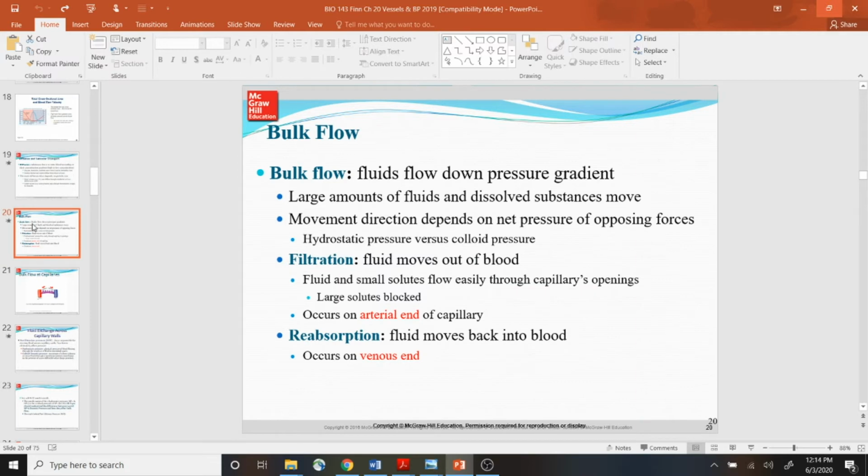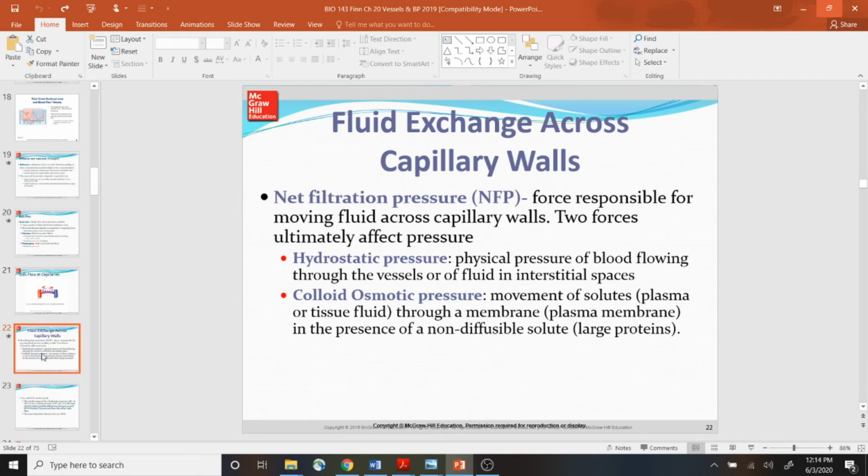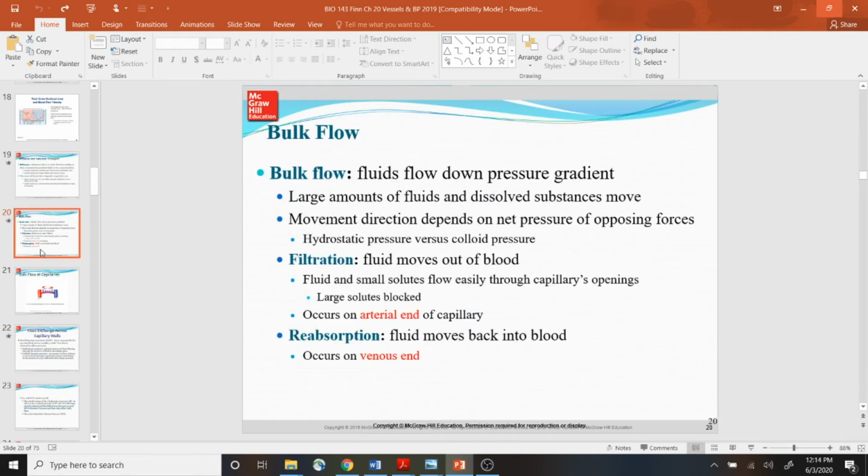So as fluid is moving from the arterial side throughout the capillary bed into the venous system and then eventually back to the heart, we want an exchange of fluids to happen here. And we're going to look at my diagram when I talk about this, but there's going to be stuff, and when we say stuff, we're going to say bulk flow, fluid that moves out of the blood and fluid that has to come back into the blood.